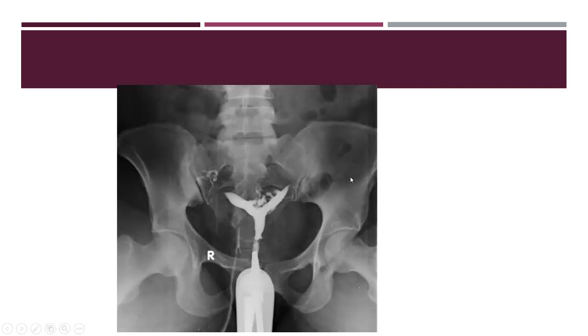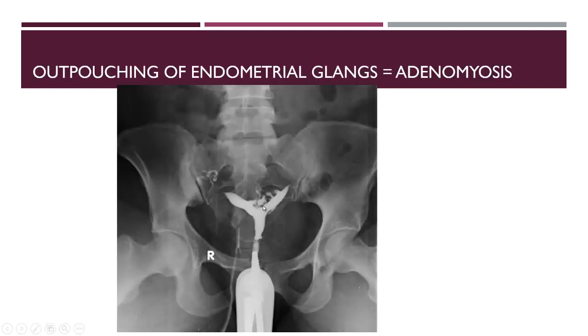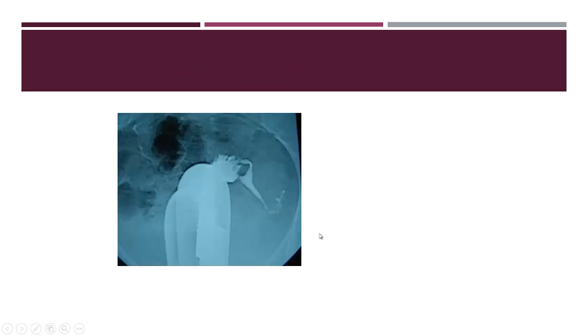Again, typical appearance of adenomyosis. Also, there is either a duplicated uterine cavity or maybe focal adenomyosis causes extrinsic indentation on the fundus of the uterus. This is adenomyosis, outpouching of the endometrial glands, and there is increased intercornual distance and as if it is a duplicated uterine cavity. But sometimes, if there is extrinsic indentation on the fundus of the uterus, it may mimic a duplicated uterine cavity.